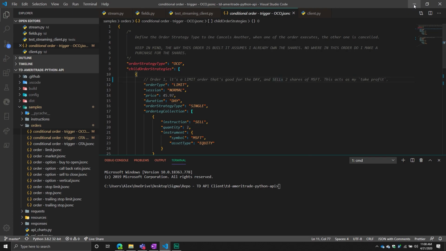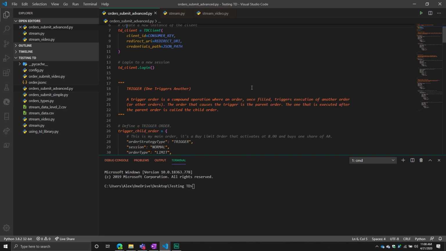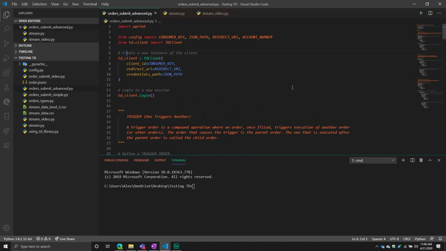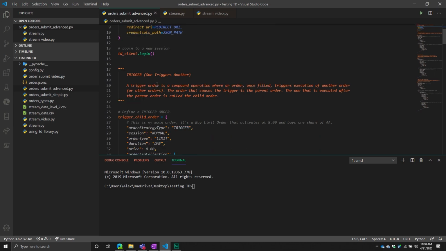So they'll be up there in case you want to take a look at them. Keep in mind they are simple though, in the sense of, I'm just trying to give some basic examples. Obviously, you can do a lot more with these depending on what you're trying to do. So with that being said, let's jump into the first one. We're going to be talking about trigger orders.